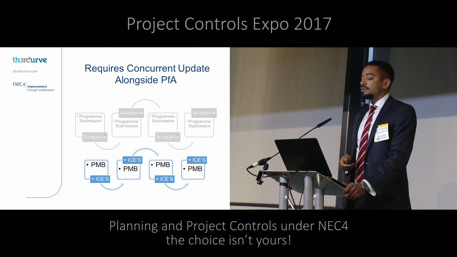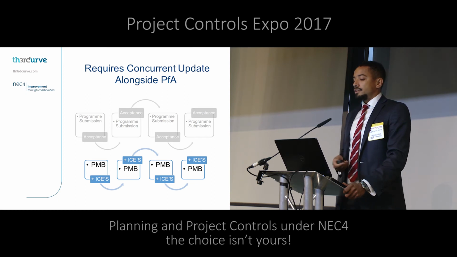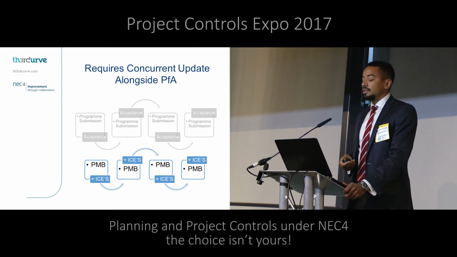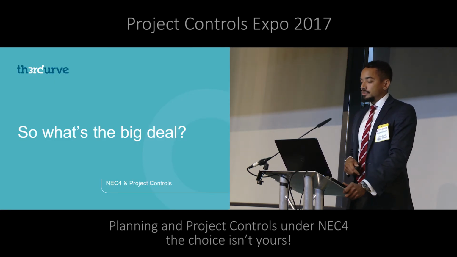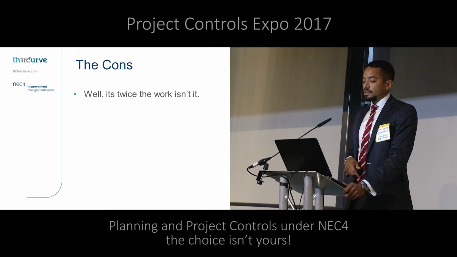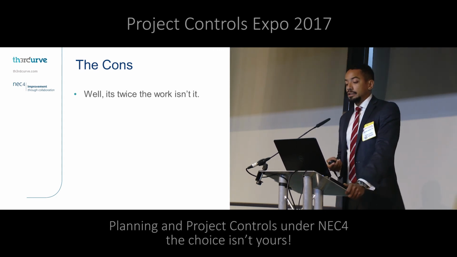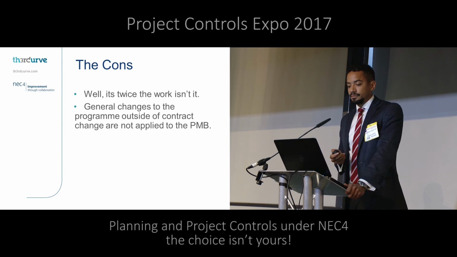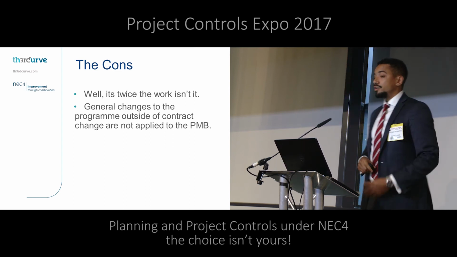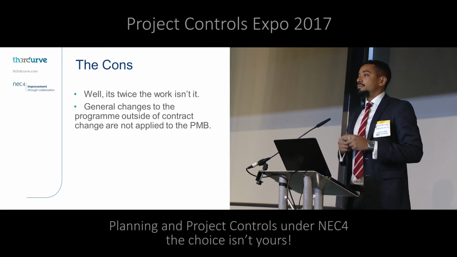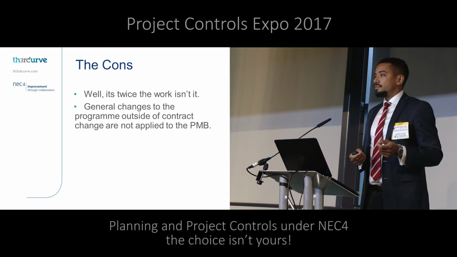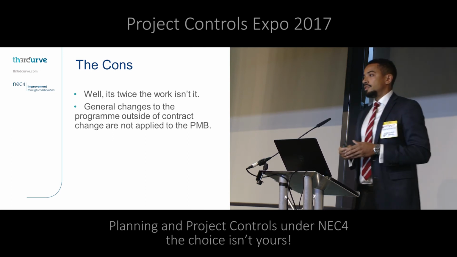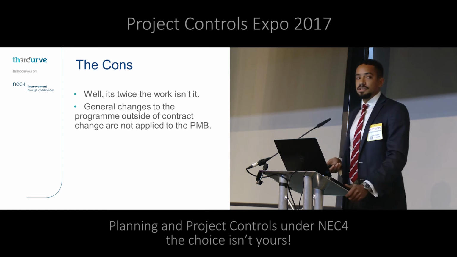Running a PMB alongside your monthly process is an onerous task. It's an additional piece of work. Sometimes people view it as doubling up, and I'll just run through what the issues are. Most people think it's twice the work. There are general changes that you make to the plan. So a contractor might decide to resequence work within a set of key dates. They're entitled to do that. You wouldn't go and replicate that piece of work on a PMB, so you get some divergence in your PMB from where your current program for acceptance is.